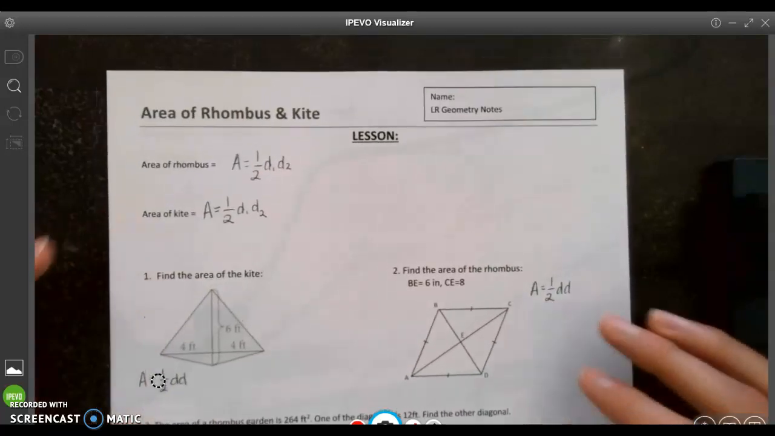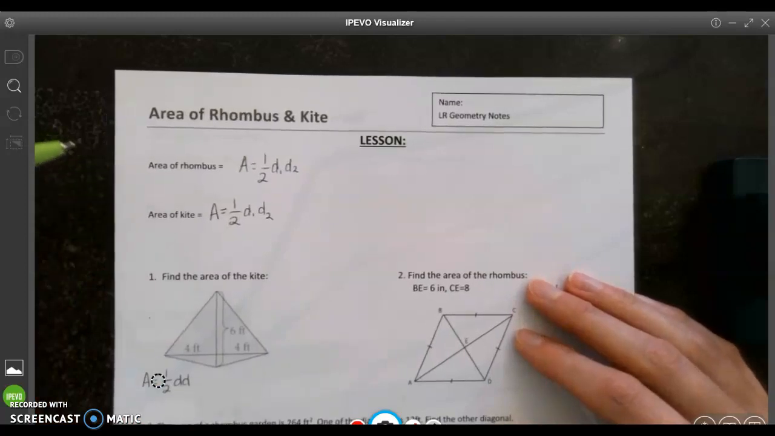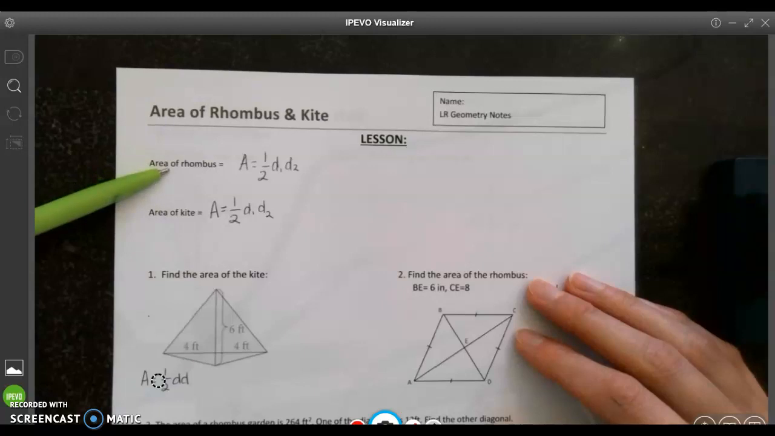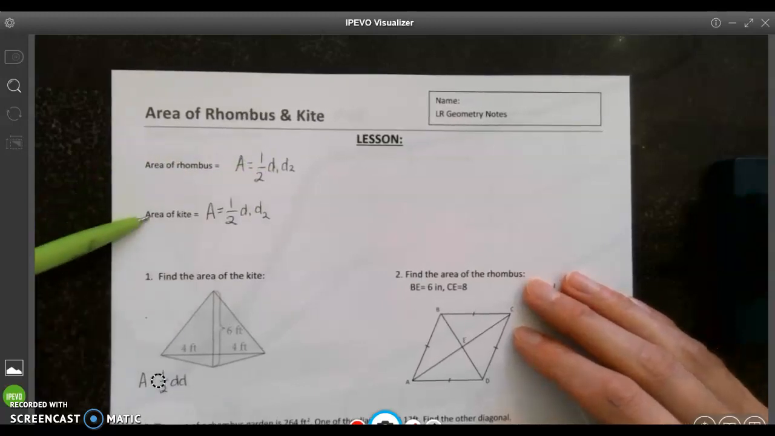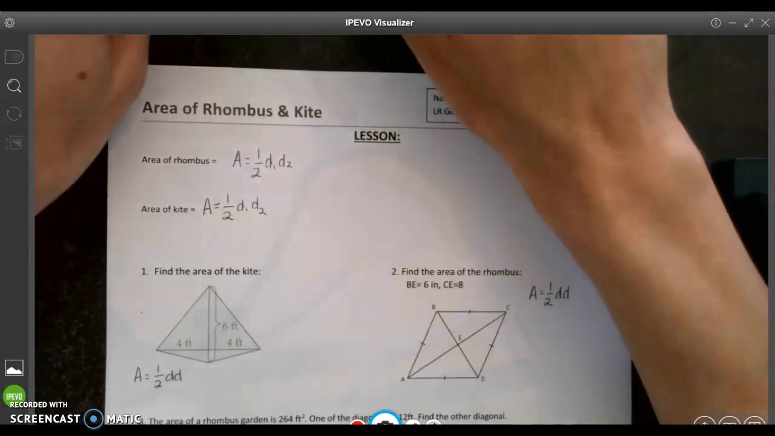This lesson is on the area of rhombus and kites, so we're combining the two because if you look at the formula, they're the same. So the area of a rhombus is area equals 1/2 diagonal 1 times diagonal 2, and area of a kite is area equals 1/2 diagonal 1 times diagonal 2.